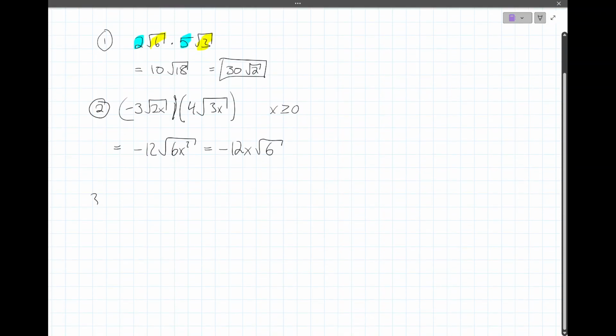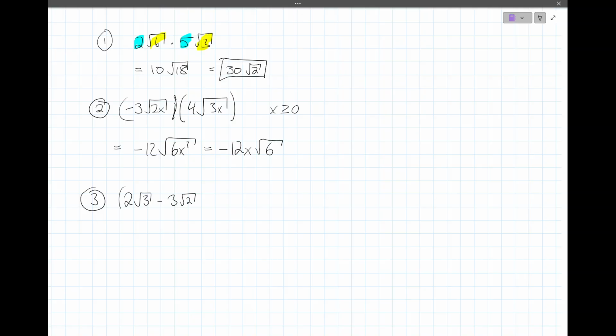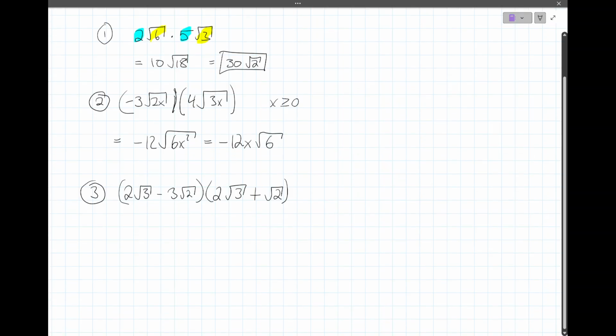But now we're going to do something a bit more interesting, and that's where the interesting part comes in. We're going to do 2 root 3 minus 3 root 2, and that's one factor. And then we have another factor of 2 root 3 plus root 2. And we're going to see some stuff happen nicely here.